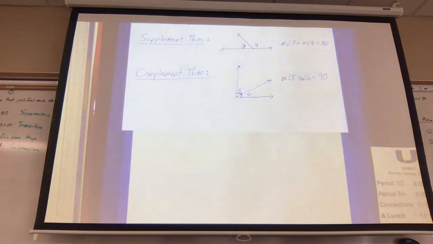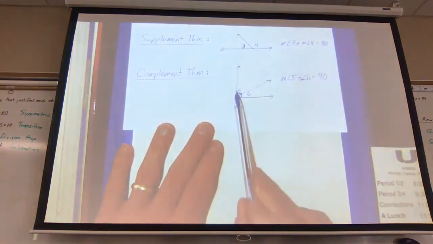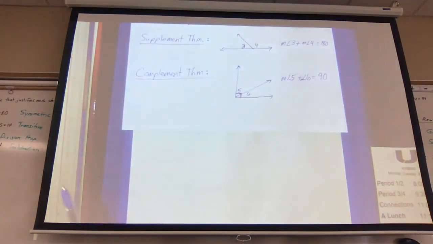So there's your supplement theorem and your complement theorem. If they form a straight line, they add up to 180. If they form a right angle, they add up to 90. And then, like I said, we're going to show you some examples of how we use this with a little bit of algebra involved in there. So let me draw up an example of this.